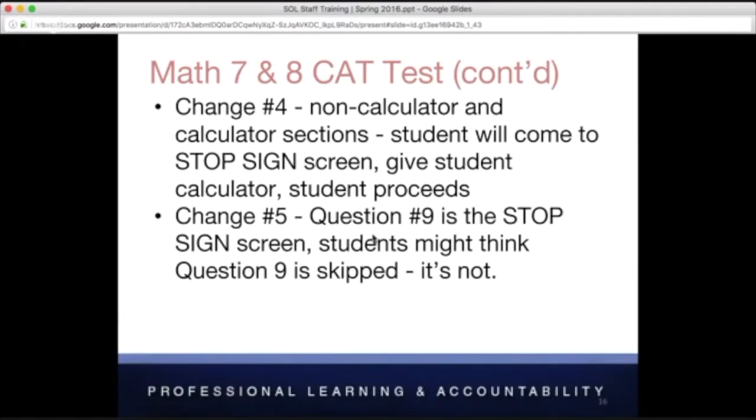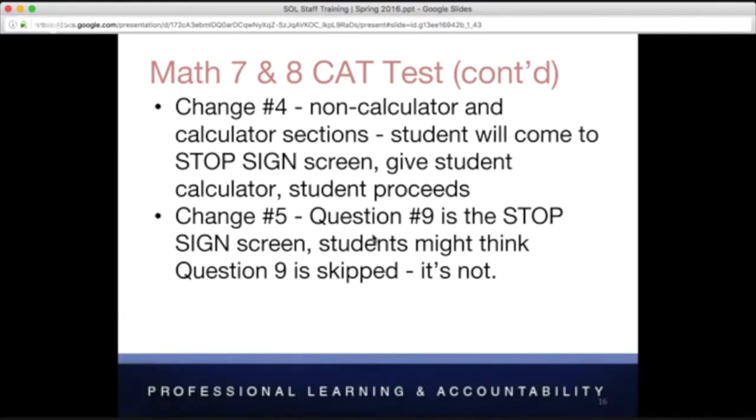Change number 5. There will be students who are paying attention to what number question they are on. And as they go through the test, they are going to think they've skipped question number 9. They haven't. Question number 9 is actually the stop sign screen between the non-calculator and the calculator sections of the test. So keep that in mind.